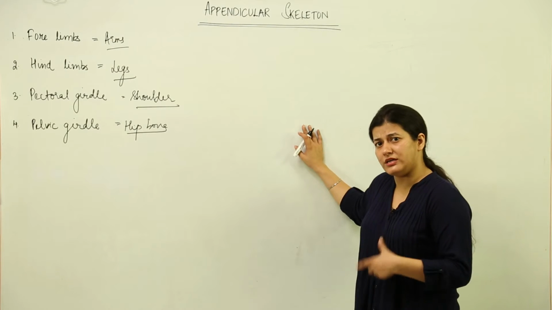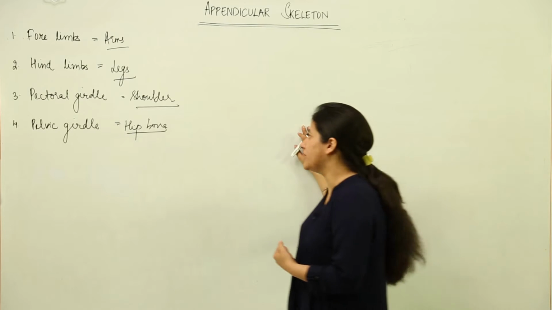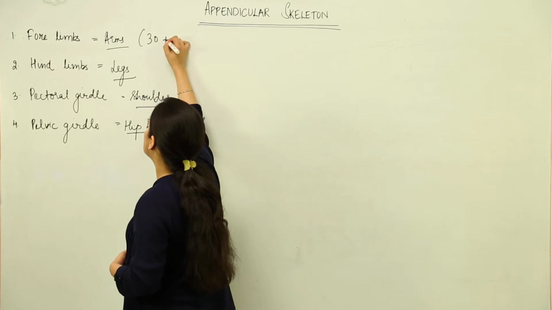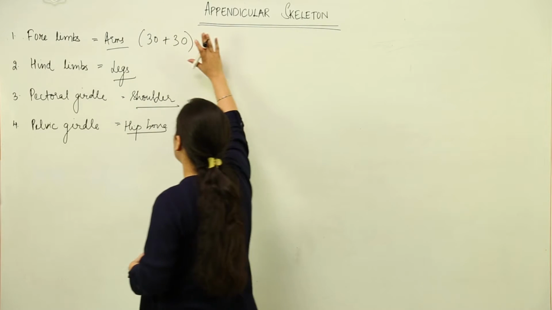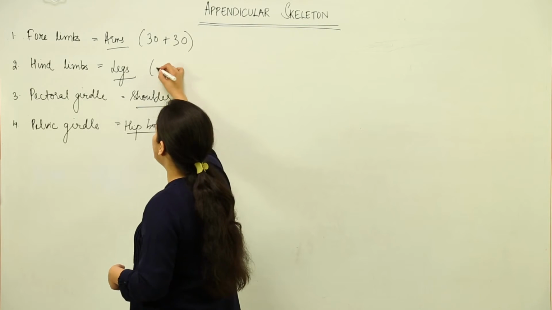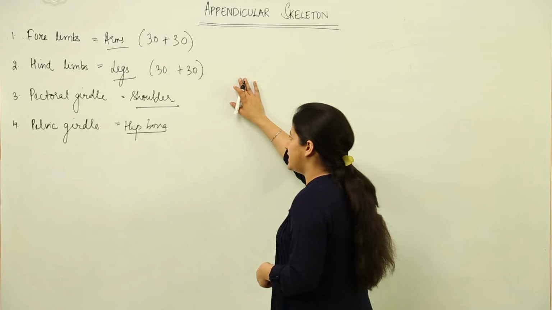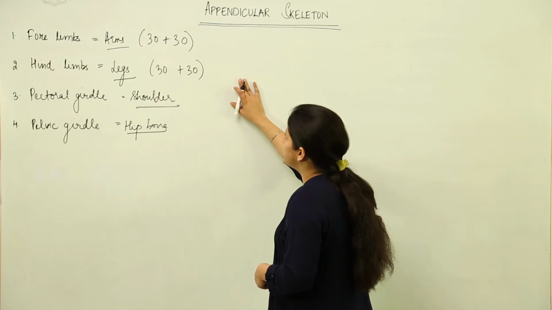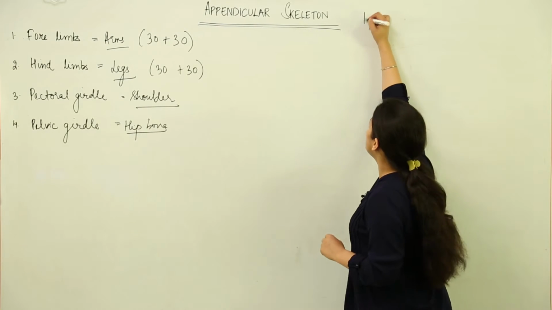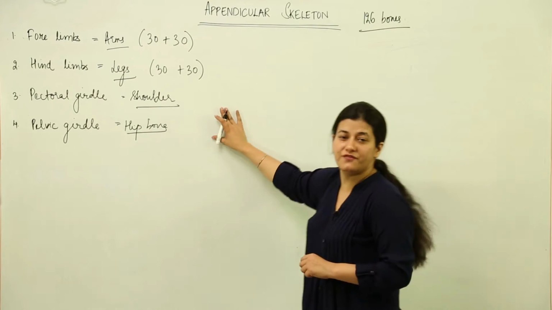One by one we are going to see how many bones are present in each of these divisions, what their role is, and how they are located. In the case of forelimbs, each arm has 30 bones, so we have 60 bones, 30 in one arm and 30 in the other. In the case of hind limbs, 30 in each leg, so another 60, and 60 and 60 is 120. Now we are left with 6 bones. The appendicular skeleton has 126 bones, and 6 of them are girdles.